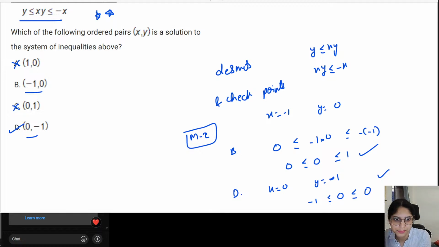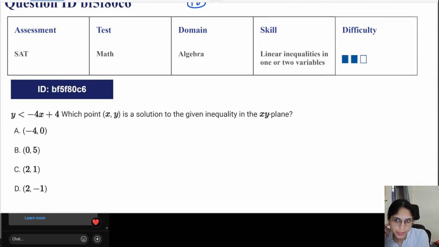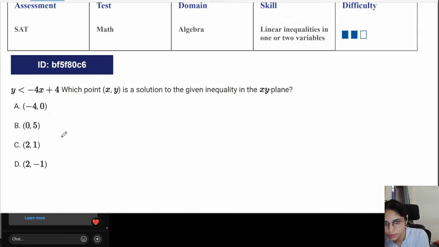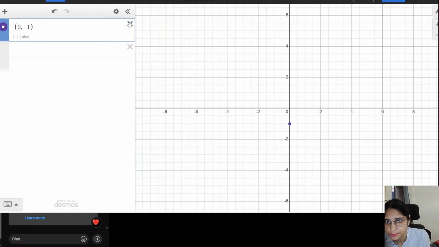Question number 18. So y is less than or equal to negative 4x plus 4. Which of the following is an inequality? So method 1 is check points algebraically. I'll just write algebra. Method 2 is check options in Desmos. So basically y is less than negative 4x plus 4.